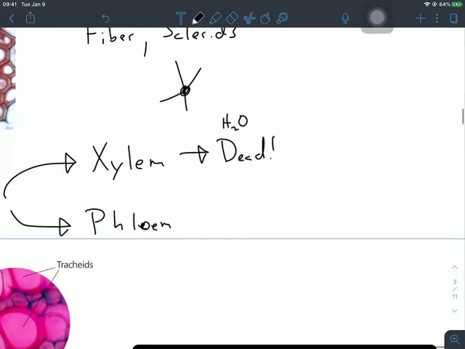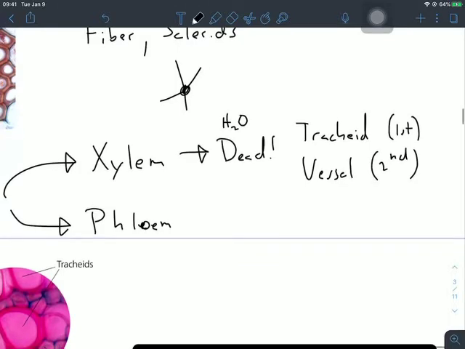There are two different xylem types: a tracheid that is evolutionarily first. So these came around first. They're smaller. And vessel elements. These are evolutionarily second and much bigger. We'll spend more time talking about these later.